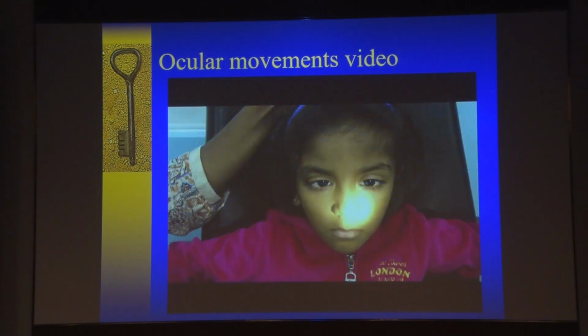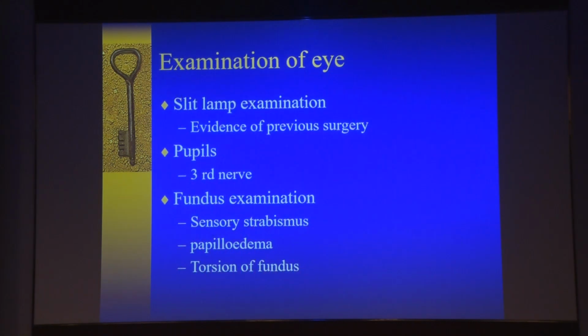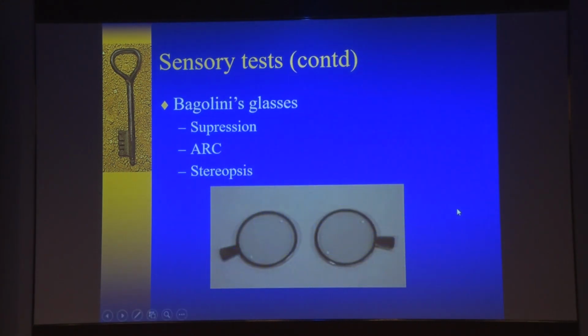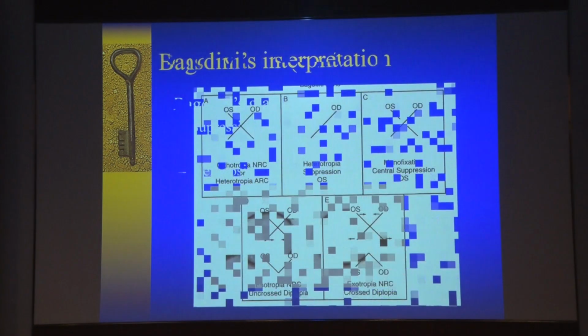So let's skip this video. Let's go into some sensory tests. This is a common distance sensory test, okay? And this is normal, suppression, and diplopia. I'm going to show you the last slide.